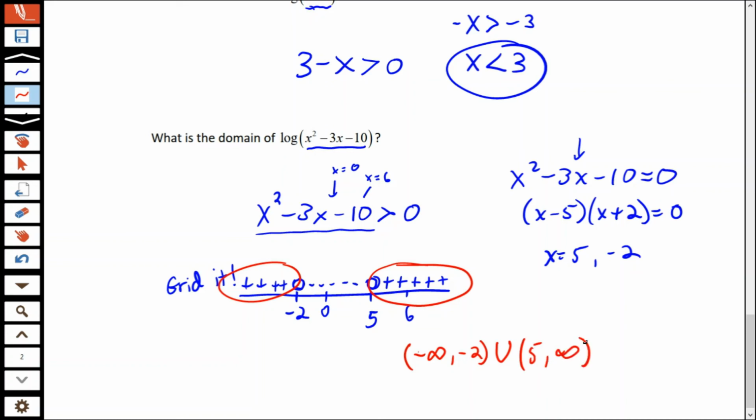All right. So this is how I find domains, and you're going to have some problems this week dealing with the domain of a logarithm. It does not matter what the base is, as long as the base is a positive number, small or big, doesn't matter. We're going to take the numbers inside the parenthetical and set them greater than 0 and solve.